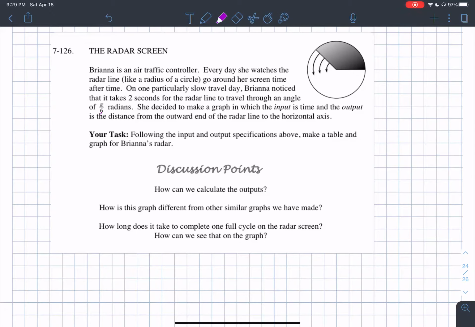Now that you've read the problem, let's talk about what it's asking us to do. So it wants us to take this information. The radar line is like a radius of a circle, and it goes around the screen over and over. She noticed that it takes 2 seconds for the line to travel through an angle of pi over 6 radians. She wants to make a graph where the input is time and the output is the distance from the outward end of the radar line to the horizontal axis.